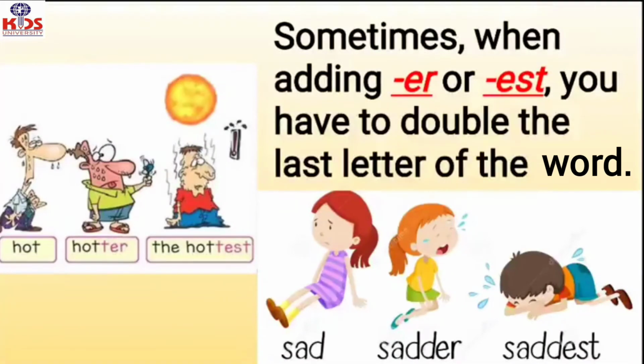Sometimes when adding ER or EST, you have to double the last letter of the adjective. For example, hot. The first comparative form of hot is hotter. The second comparative form is hottest. We have doubled the last letter T in hot to make its comparative forms. In the same way, we have another adjective sad. We have doubled the last letter of this adjective and then we have added ER and EST in its comparative form. So it becomes sad, sadder and saddest.